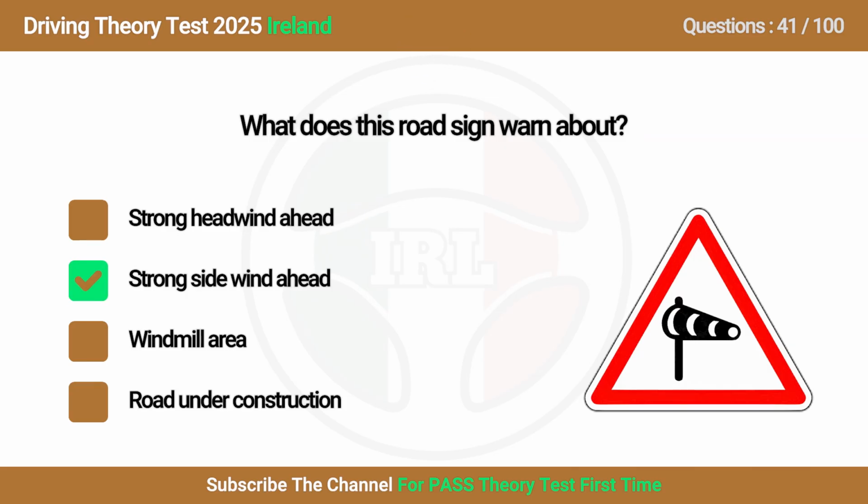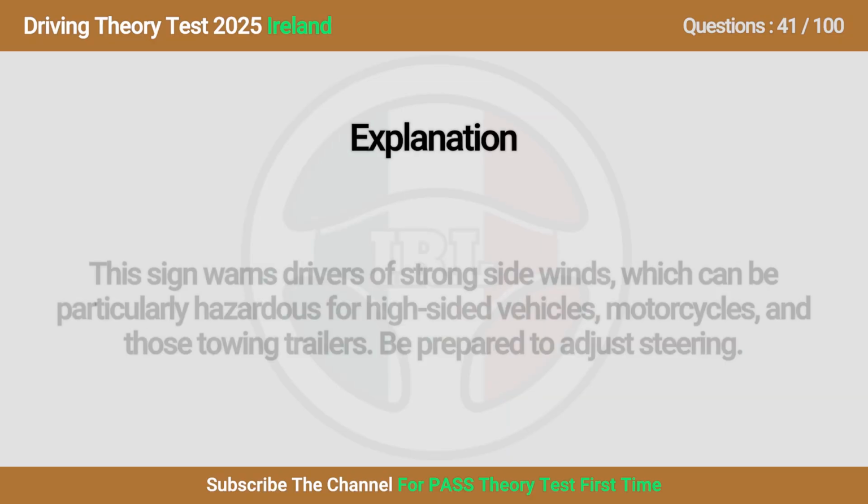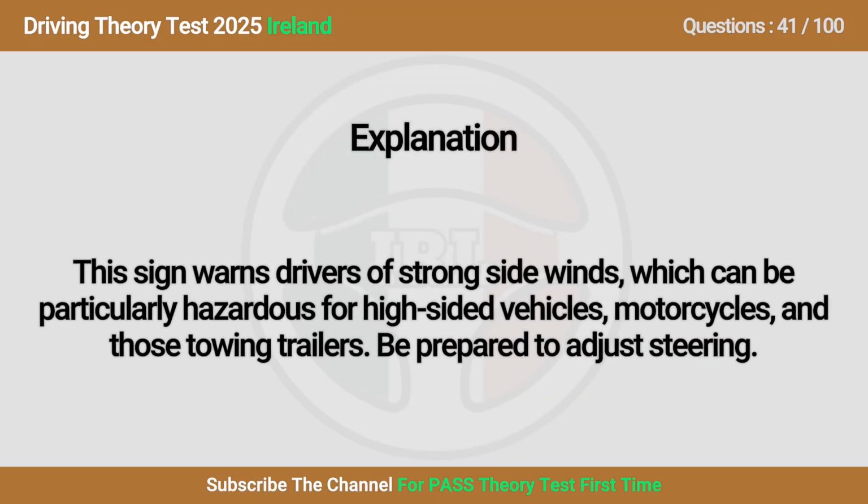Answer is B. Strong side wind ahead. This sign warns drivers of strong side winds, which can be particularly hazardous for vehicles, motorcycles, and those towing trailers. Be prepared to adjust steering.